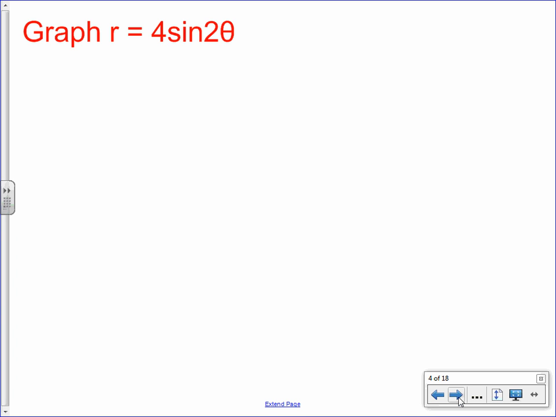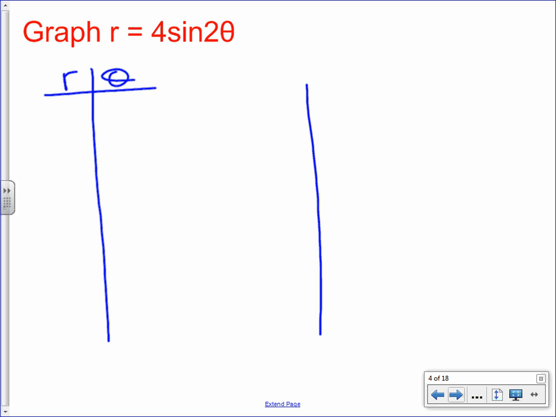Now I'm going to go through this graph by plugging in values and figuring out where we go. Then we're going to go through all the shortcuts for graphing. But when in doubt, you can always make an r, theta table. It's going to be easier to plug values in for theta to figure out what r is, because r is the dependent variable.